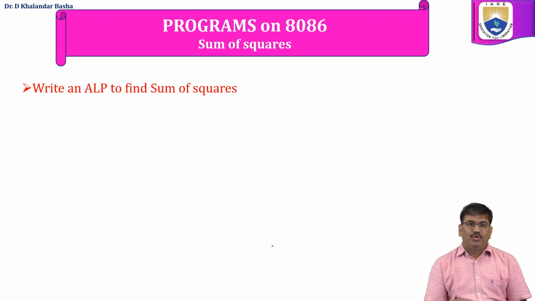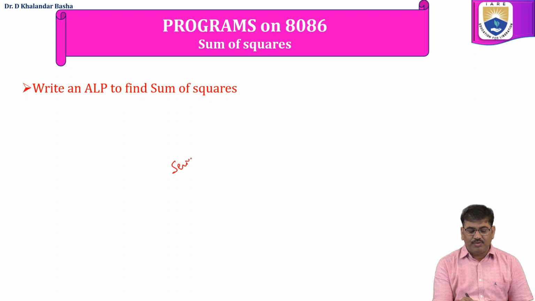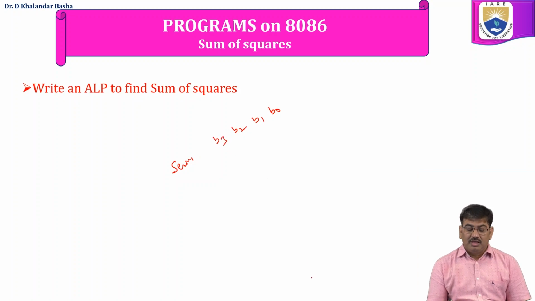We will move to the third program. Under this, we are going to write an assembly language program to find the sum of squares. Here also we will take a series variable which is going to consist of multiple bytes. I am going to take 32-bit data. The objective is to work with the series we are going to take.